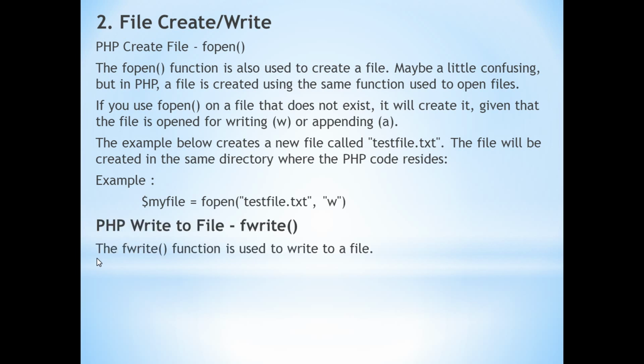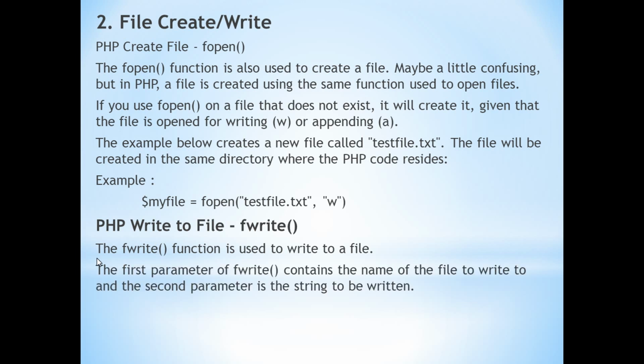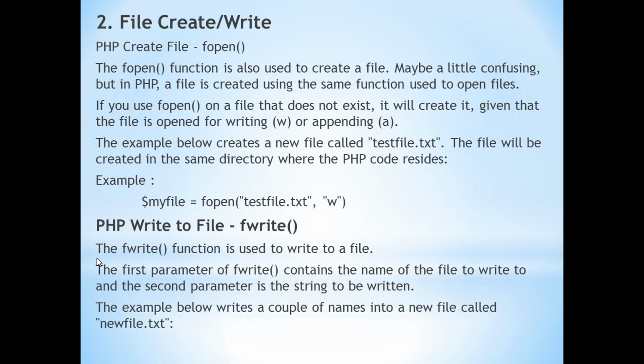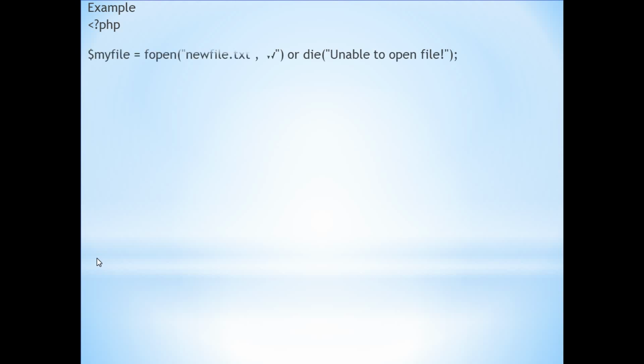PHP write to file, fwrite. The fwrite function is used to write to a file. The first parameter of fwrite contains the name of the file to write to, and the second parameter is the string to be written. The example below writes a couple of names into a new file called newfile.txt. So we have an example for this.